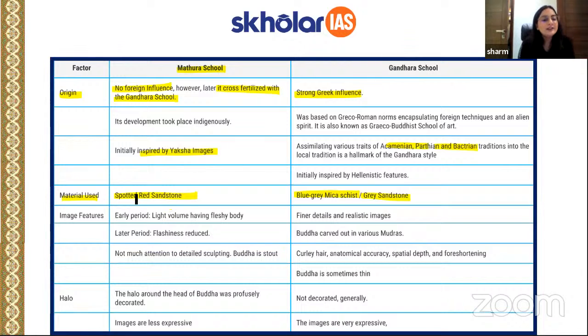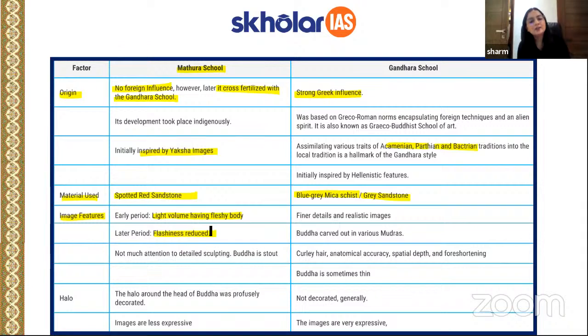Okay, now students, next we are going to talk about the image features. So initially we had seen that there was a very fleshy body in the Mathura school of art with respect to the depiction of Lord Buddha. However, in the later periods, that is around the 3rd and 4th century AD, this particular fleshiness was reduced. Also, students, there was not such anatomical accuracy in the depiction of Lord Buddha in the Mathura school of art.